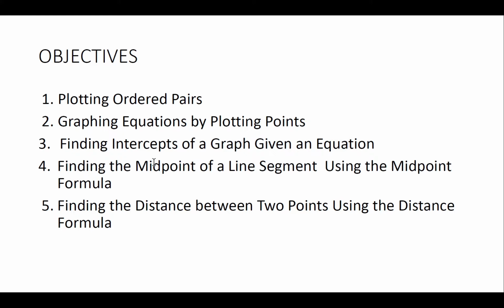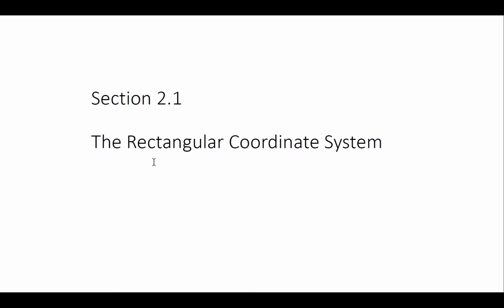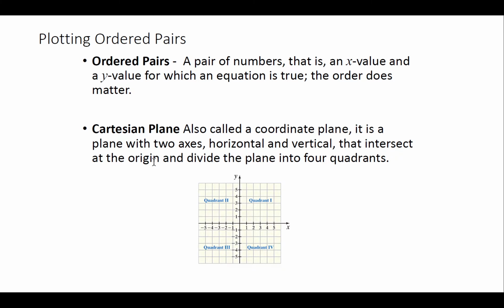So the objective: we want to plot points, we want to graph equations, we want to find some information like intercepts, we want to find the midpoint, and we want to find the distance between two points. Whenever we try to plot a point or find a location, we use this coordinate system called the rectangular coordinate system. This is very similar to real life.